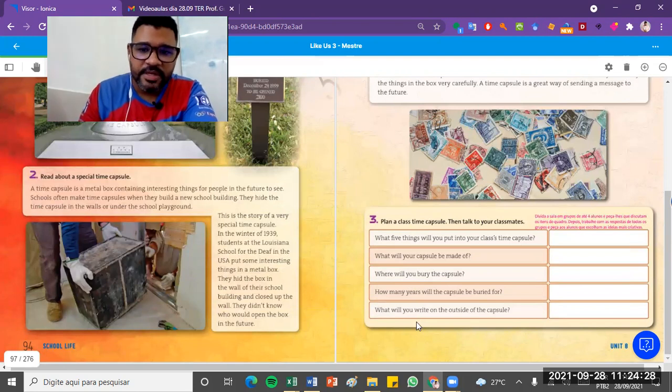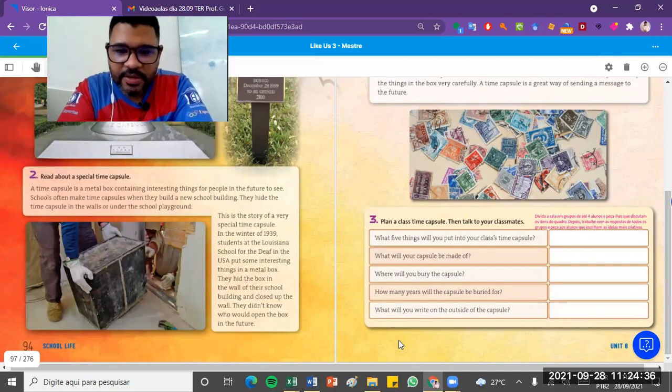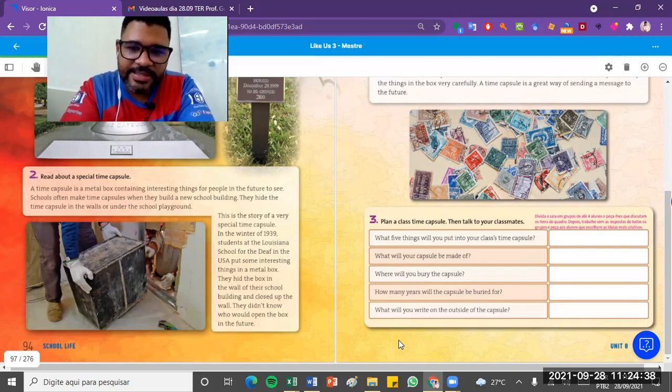Então, here we have some questions that we may have to answer, actually. That is on activity 3, plan a class time capsule. Então, vamos planejar aqui. O que vocês acham de planejar uma cápsula do tempo? Vamos lá. The first question is, what 5 things will you put in your class time capsule? Quais seriam as 5 coisas que vocês colocariam na sua cápsula do tempo?